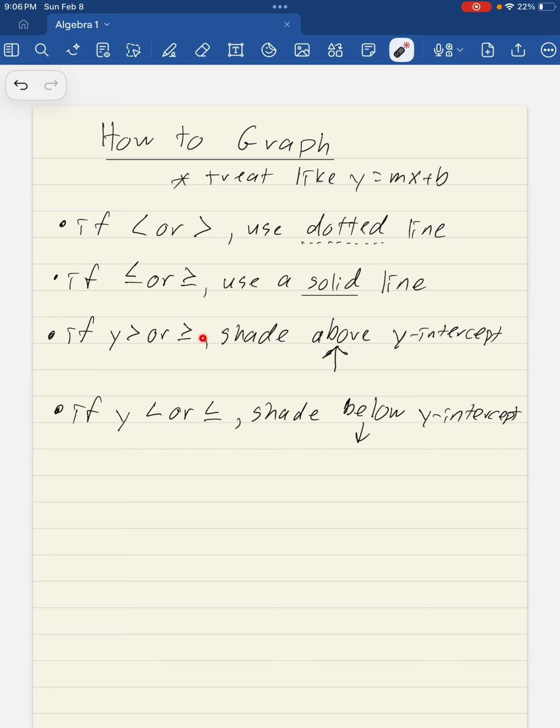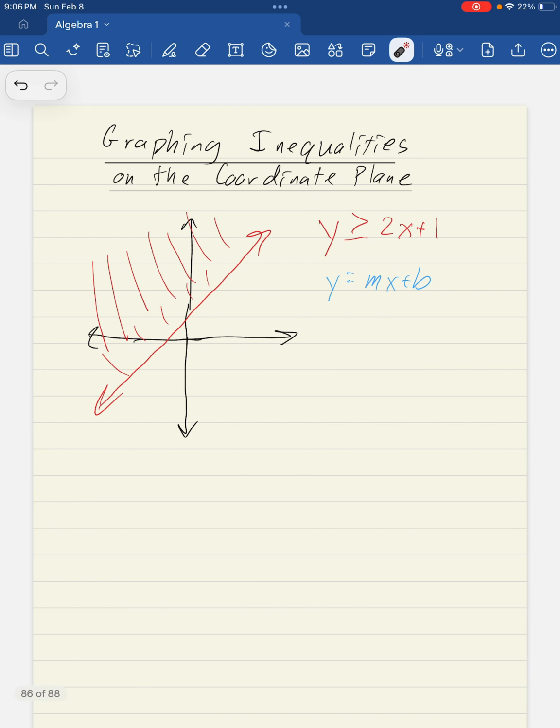Now, if y is greater than or greater than or equal to, you shade above the y-intercept. So wherever the y-intercept is, you need to shade above that, and that's going to include the whole section. If y is less than or less than or equal to, you shade below the y-intercept. What does this look like? Well, looking back to here, y is greater than, the y-intercept's right here. We shade this whole region that is above the y-intercept.